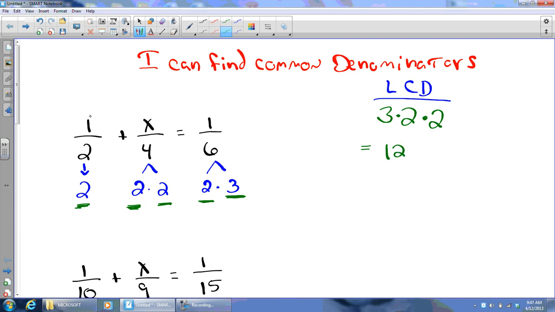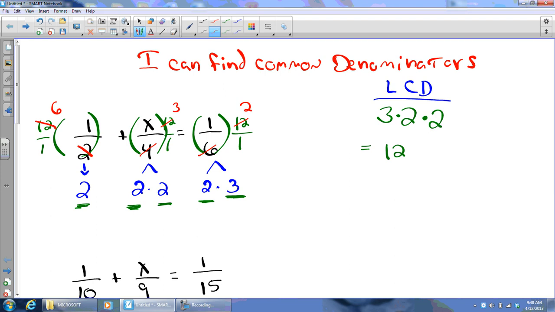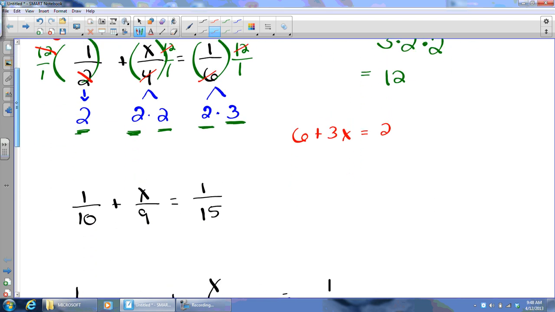And so the number I'm going to multiply through by to get rid of all my denominators is 12. And when I do that, well, 6 goes into 12 2 times, 4 goes into 12 3 times, and 2 goes into 12 6 times. My new equation becomes 6 plus 3x equals 2. In the interest of time, I'm not going to solve. I'll let you do that. That's pretty simple stuff.